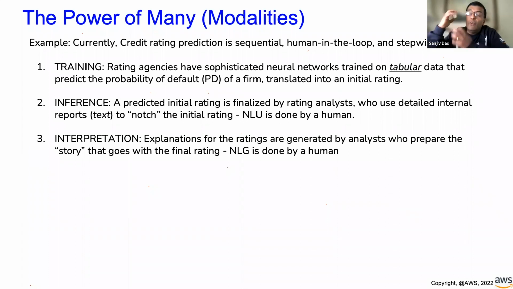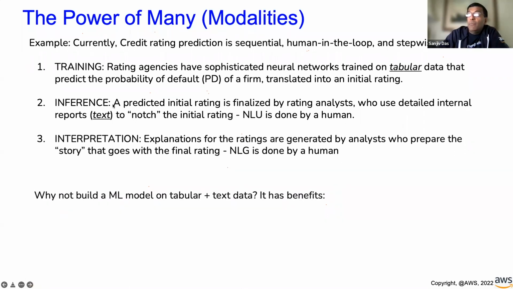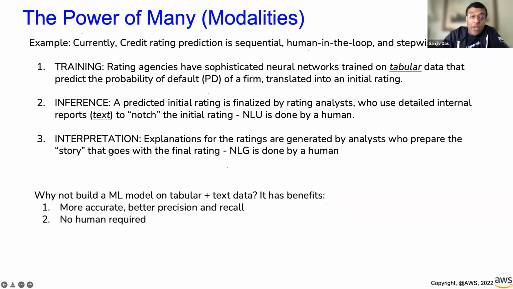They do the text part of it manually and then notch or adjust the rating. The text also helps in spinning the story as to why they gave a AA rating or a AAA rating to a particular company. What you can do, of course, is replace all that with a machine. Parts 2 and 3, which are not machine run right now, can be replaced. You actually get more accuracy, better precision and recall, because now you've got text and tabular data in the model. You don't need a human in the loop.